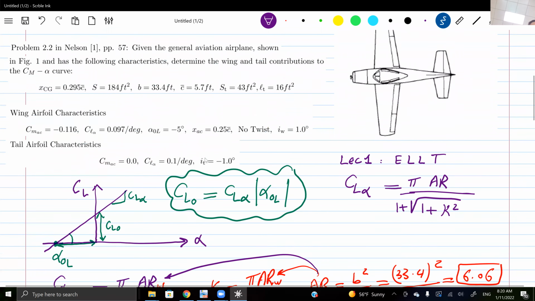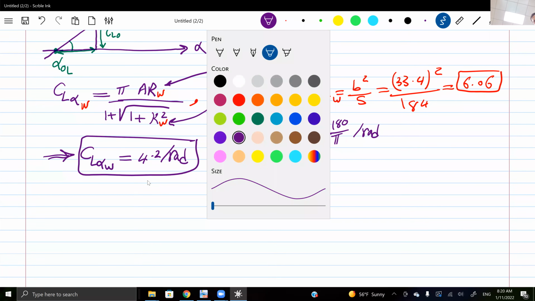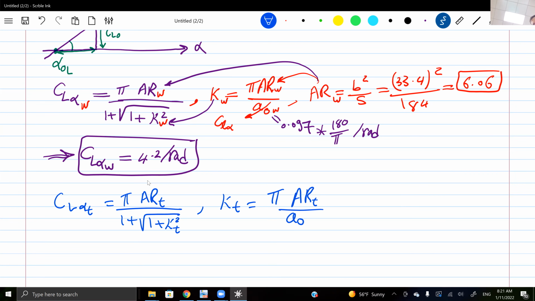We're gonna do something about the tail. Let's repeat this process again for the tail. So I'm gonna use the exact same equation. CL alpha tail is pi aspect ratio of the tail over 1 plus square root of 1 plus kappa squared. This is kappa tail, where kappa tail is the exact same thing, pi aspect ratio of the tail over A naught or CL alpha tail, right? This was CL alpha wing. And the aspect ratio of the tail is b squared of the tail over S tail, right?